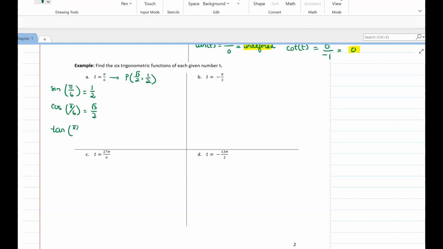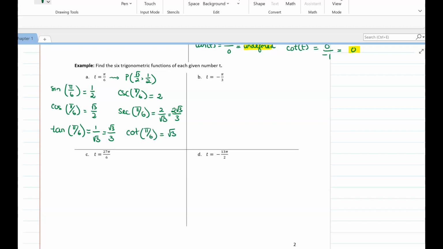Tangent of pi over 6 is equal to 1/2 divided by root 3 over 2. That is 1 over root 3, and that is root 3 over 3. Cosecant of pi over 6 equal to 2, secant of pi over 6 equal to 2 over root 3, and this is 2 root 3 over 3, rationalize the denominator, and cotangent of pi over 6 then equal to square root of 3.